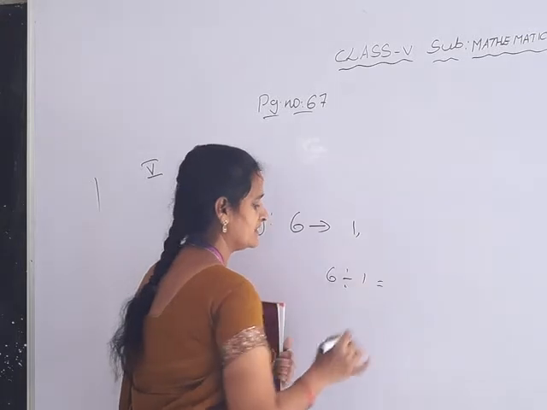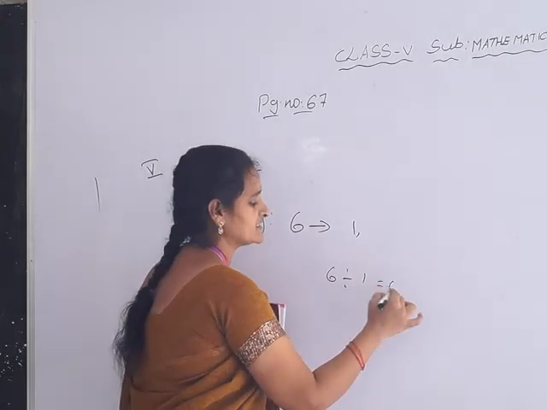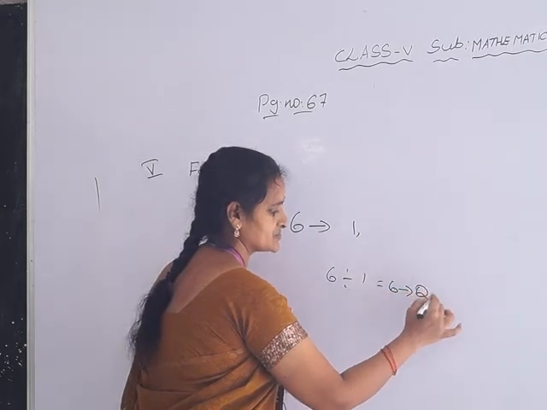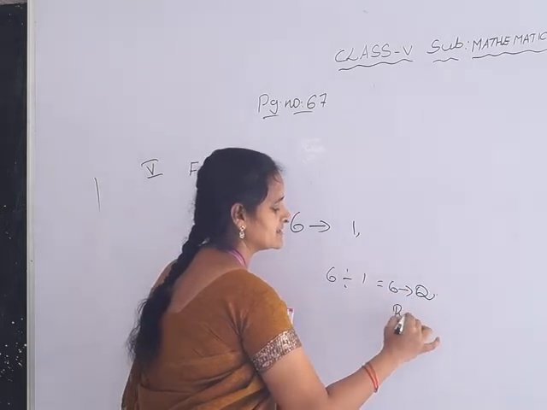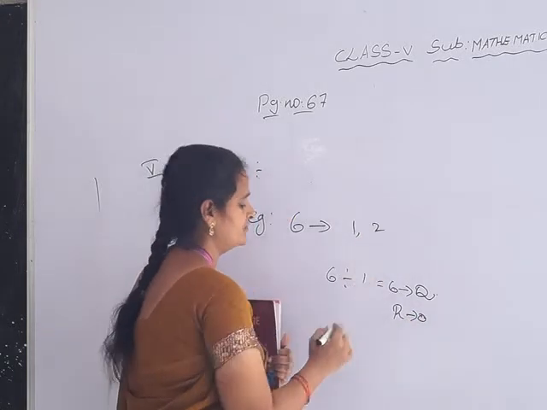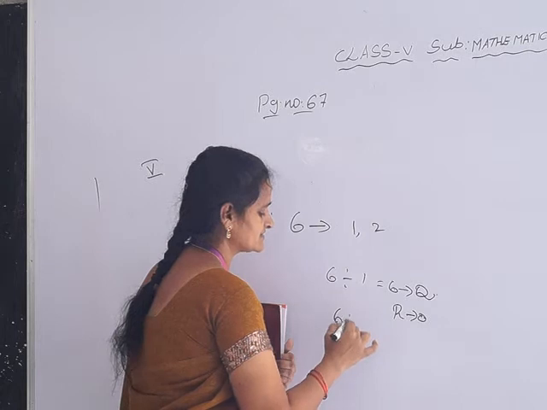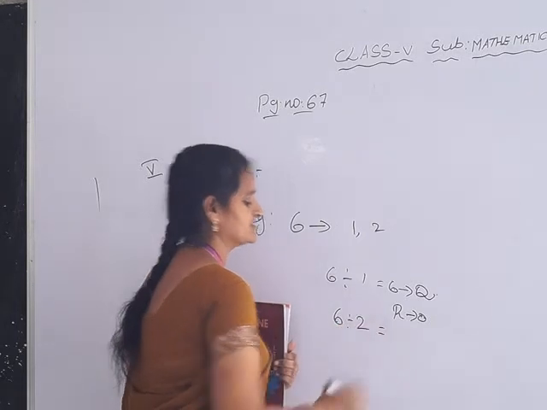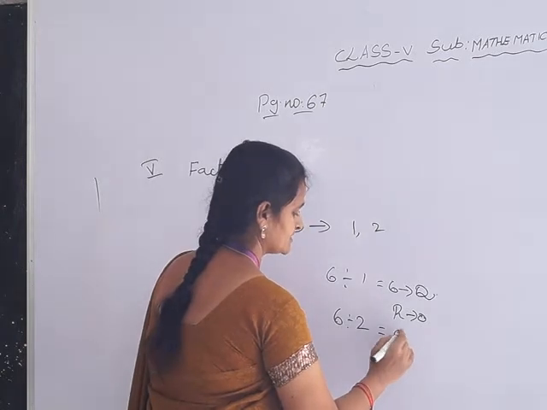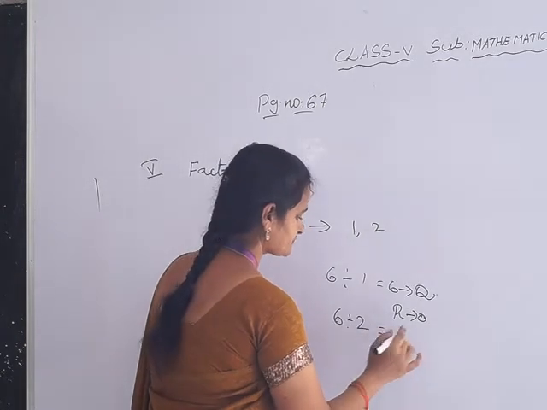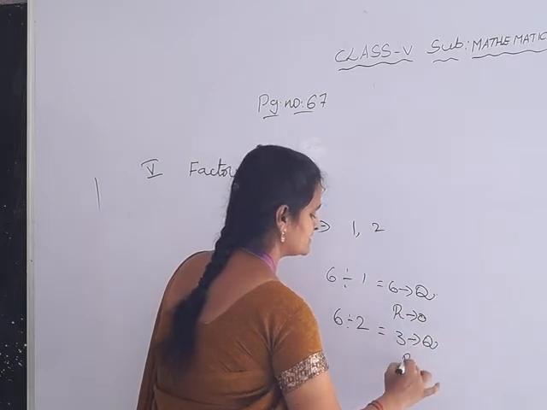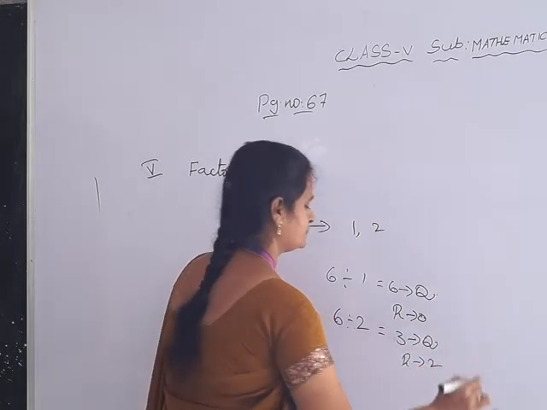We are getting quotient 6. That is, 6 is the quotient and the remainder is 0. Like that, next 2. When we divide 6 by 2, we are getting quotient 3. 3 is the quotient and the remainder is 0.